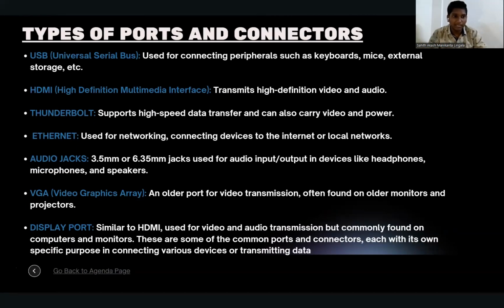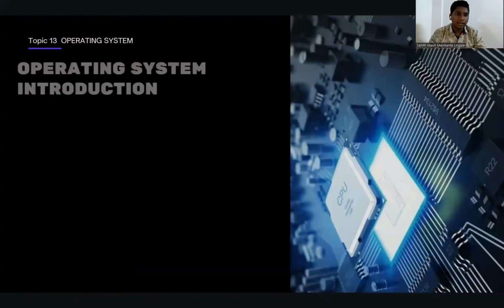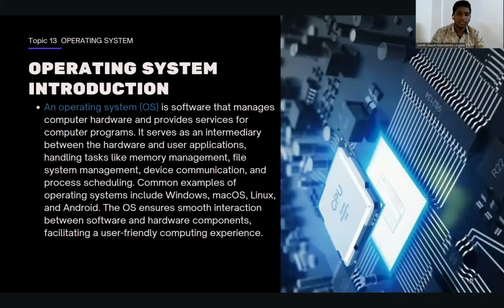Types of ports and connectors. We have mainly 7 to 8 types of ports and connectors. The first one is USB, Universal Serial Bus, used for connecting peripherals such as keyboard, mouse, external storage devices, etc. High Definition Multimedia Interface, commonly known as HDMI, transmits high definition video and audio. Thunderbolt supports high speed data transfer and can also carry video and power. DisplayPort, similar to HDMI, is used for video and audio transmission, but commonly found on computers and monitors. These are some of the common ports and connectors, each with its own specific purpose in connecting various devices or transmitting data.